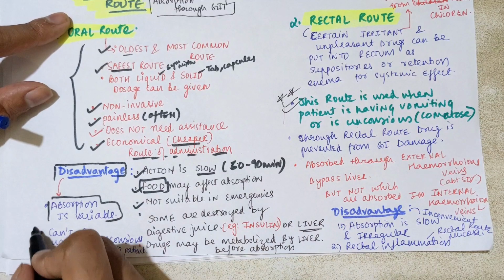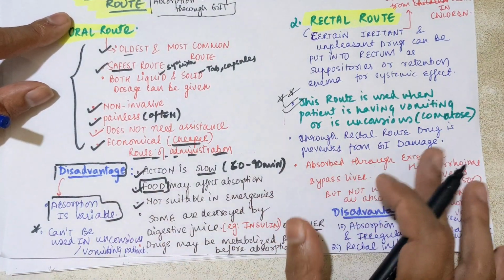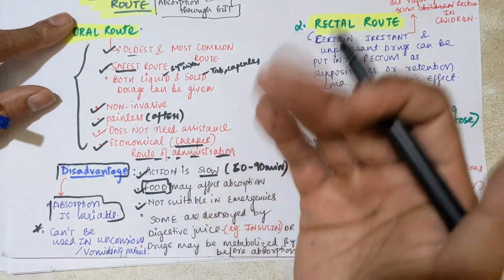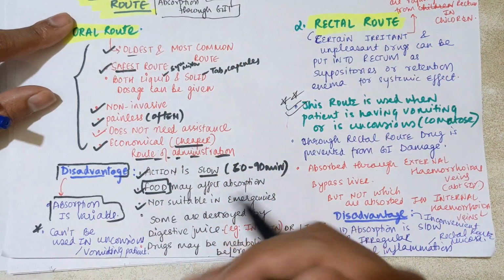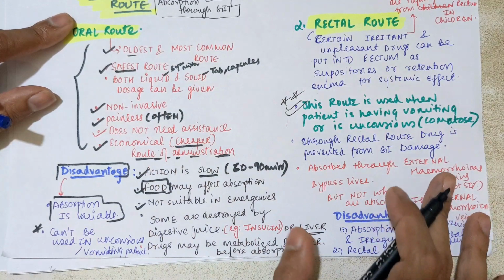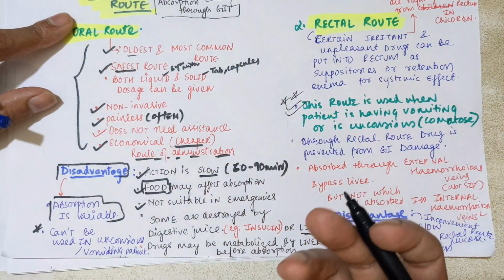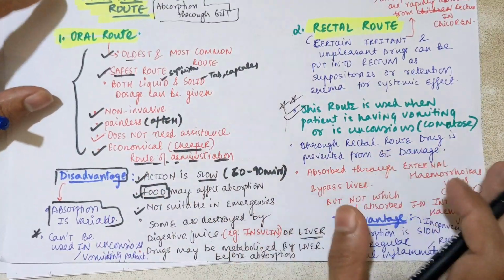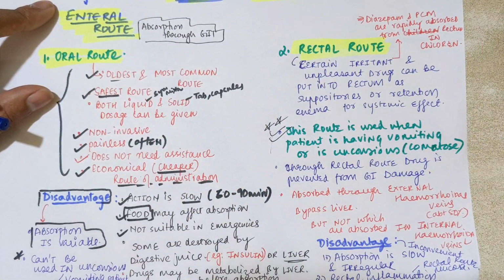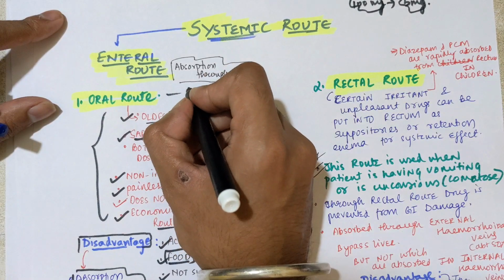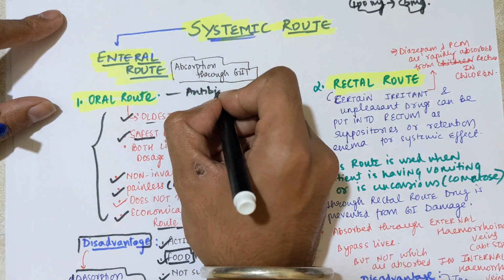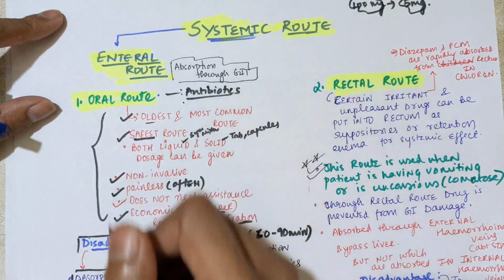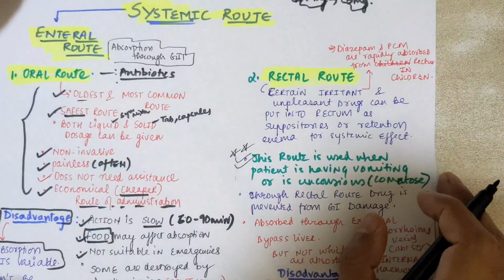And the last and most important disadvantage is that it can't be used in unconscious or comatose patients, or patients who are vomiting very frequently, emetic patients. In those patients we can't use the oral route, because if the patient is vomiting, you can't give the drug through the oral route, and if unconscious, you also can't administer through the oral route. So these are the disadvantages. The common drugs, like antibiotics such as amoxicillin, you actually administer through this route, and paracetamol you can also give. These are the common drugs, you know about that.